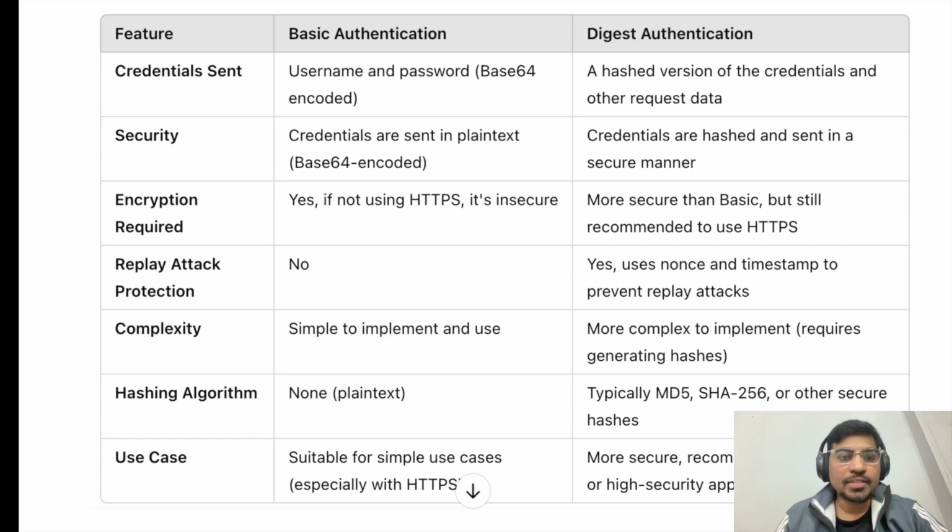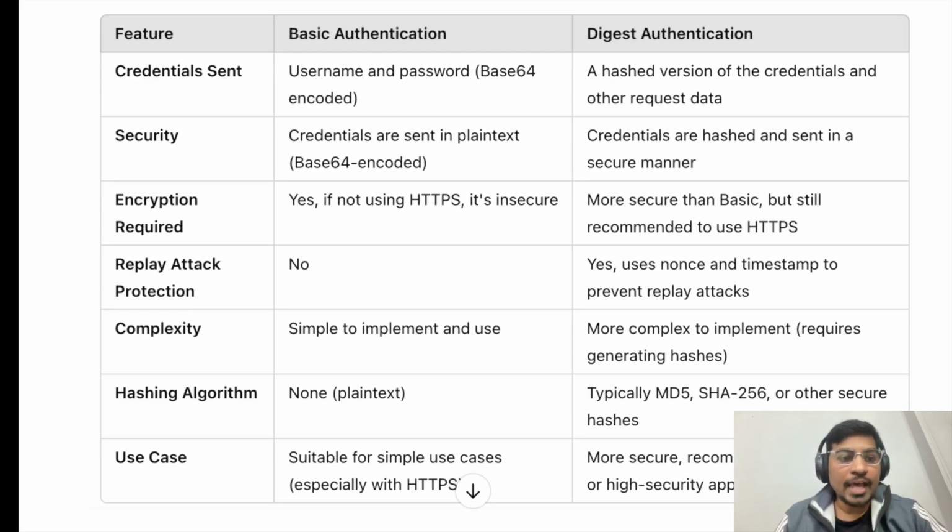Complexity: basic is simple to implement and use, and digest authentication is more complex to implement and requires generating hashes. So whenever you are creating your API using digest authentication, you have to use a hashed version so that the credentials moving from your request to the server are passed in a more secure way. Because of that security, it becomes a little bit complex.